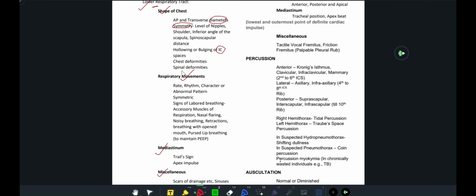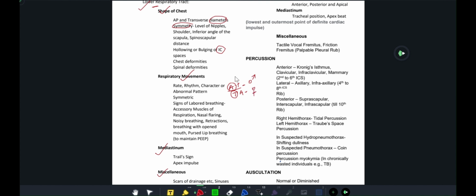Okay. Coming towards movements. The very first thing you mention is the rate, the rhythm of the movement, the character or the pattern of the movement, as you know, we call abdominothoracic, thoracoabdominal, right? Abdominothoracic is normal in males because in them, abdominal movements are more significant. But in females, thoracic movements are more significant. So that is why thoracoabdominal in females.